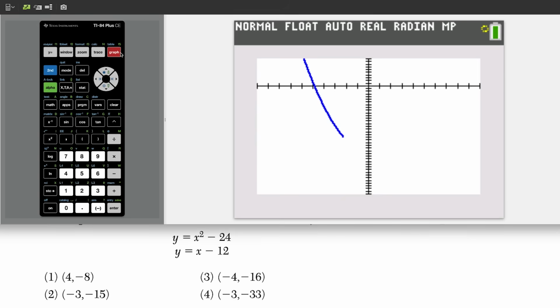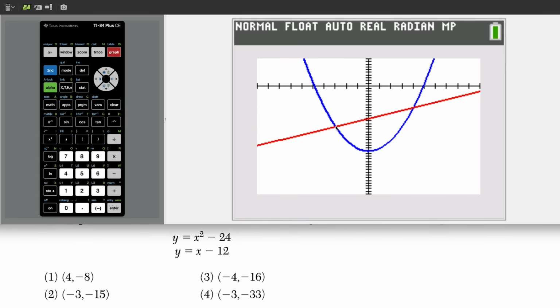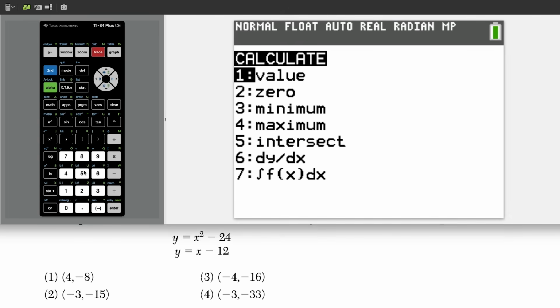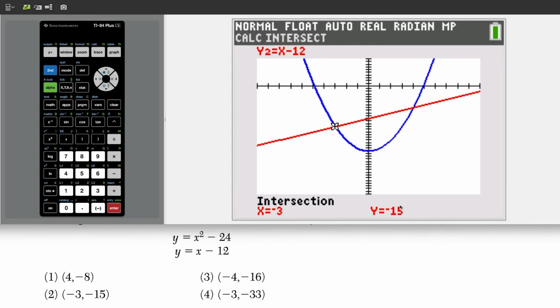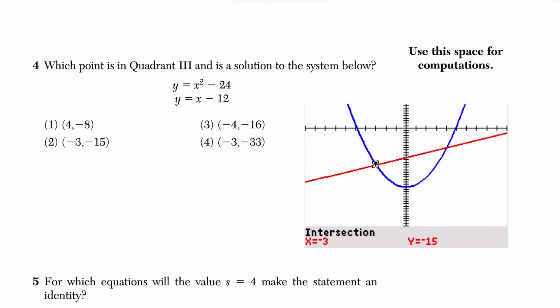So now I'm going to press graph, and I could clearly see the quadrant 3 solution. So now I just press second trace number 5 for the intersection, and I have to make sure that I go into quadrant 3 like this, and I press enter 3 times, and here's the solution that we need. So the quadrant 3 solution is occurring at -3, -15. So this is going to match up with choice 2.